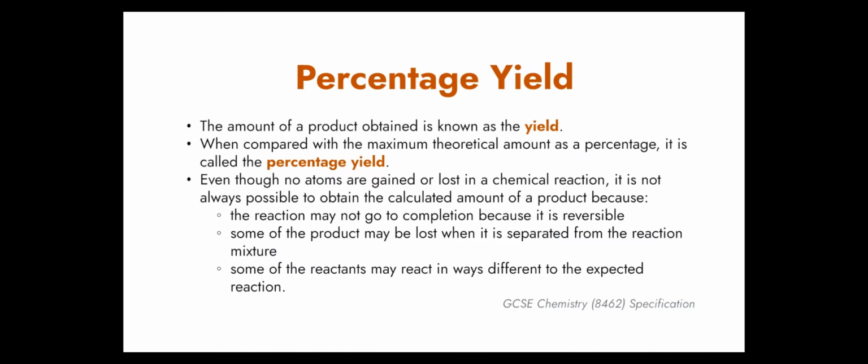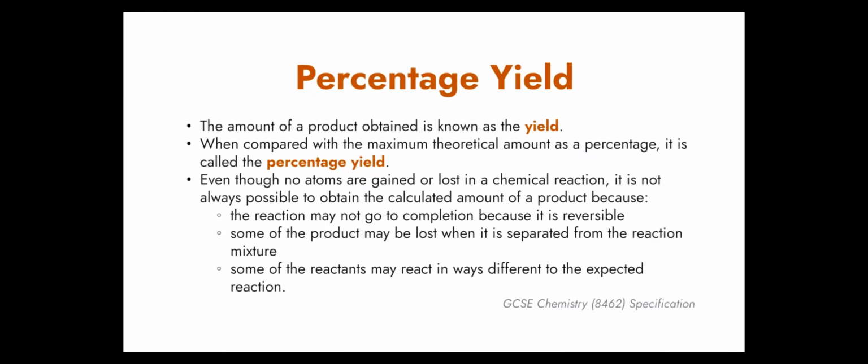Another reason can be that sometimes when we get different products, it may not be pure, and we may need to separate it. And during the separation, not all of the product is collected, so some of the product may be lost at that time as well.